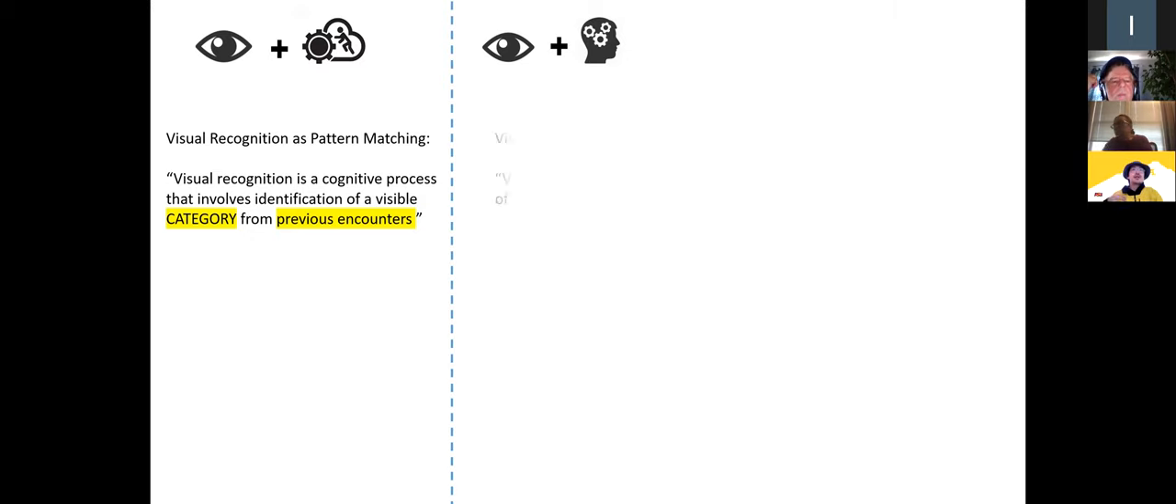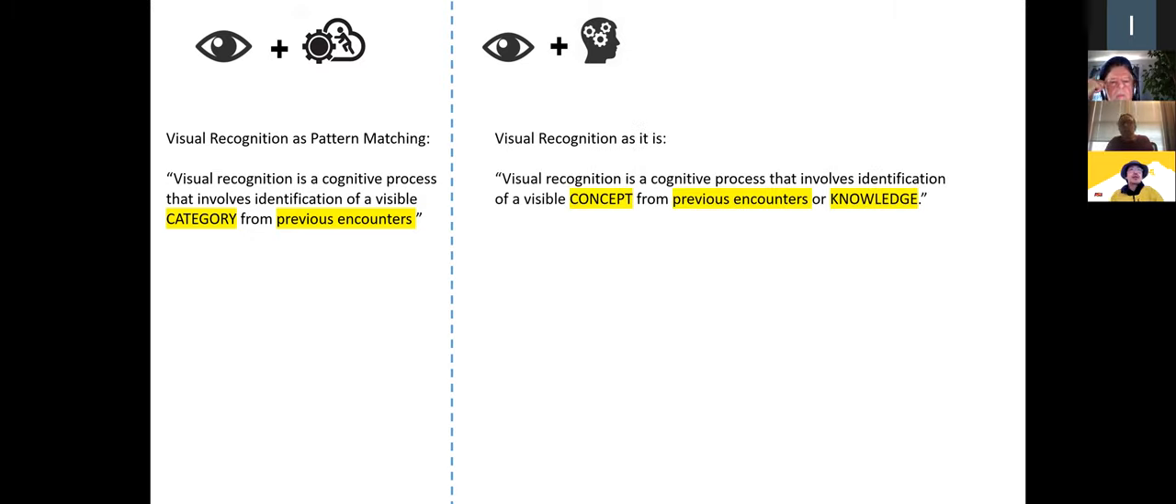But essentially, the actual definition of visual recognition, if you go to the dictionary, is a cognitive process that involves identification of a visible, and here is the difference, right? In pattern matching language it is a category, but in visual recognition as a cognitive process it is a concept, right? Not only from the previous encounters, which we are happy with because of the data, but also from knowledge.